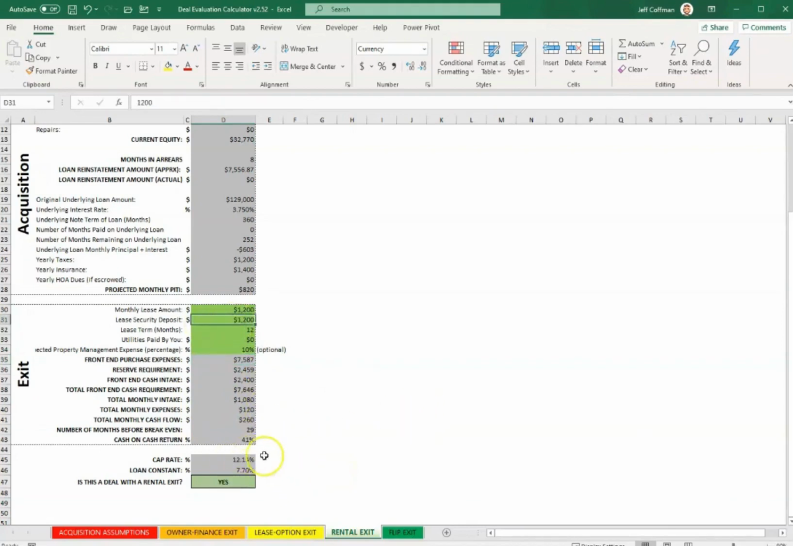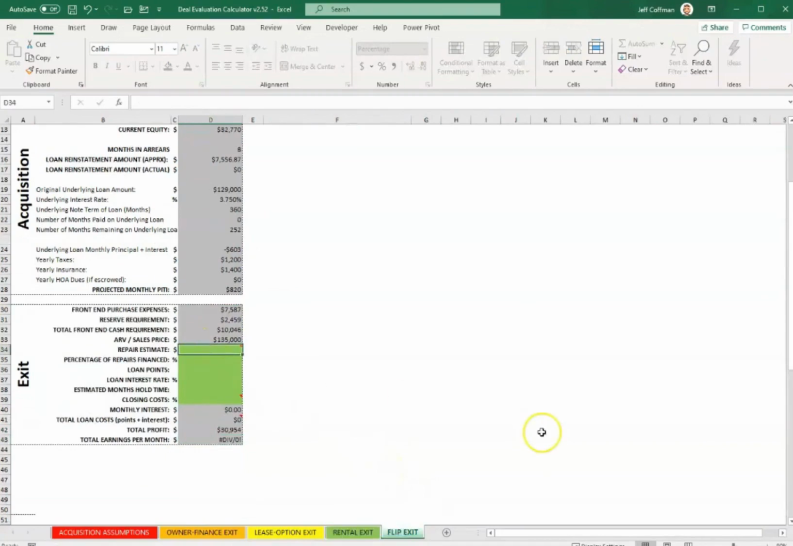You still got really great cash flow, decent cash flow anyway, $260 a month. It's going to take you 29 months to break even, to actually recoup your initial cash outlay. But it's usually not a huge deal because you've got that cash in that property, so that does add to the equity in that property. Your cash on cash return is 41%. And again, your cap rate is right here.